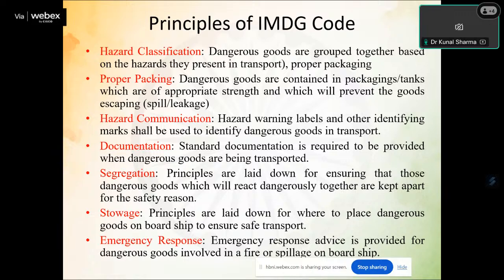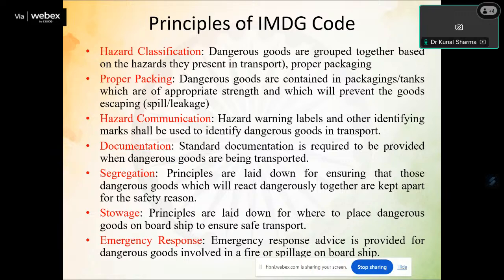Documentation. Standard documentation is required to be provided when dangerous goods are being transported, because whenever you are crossing international borders, then the regulations come into picture. So we have to clearly document which type of goods it is, because you cannot directly assess it. Certain chemicals do not allow you to open and cross-check with the help of testing materials, or take a sample and check what type of chemical it is. So you have to focus upon that.